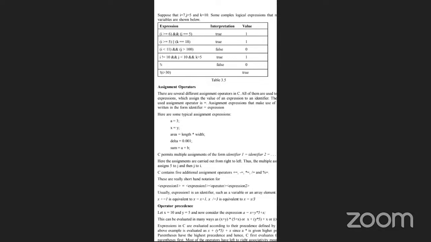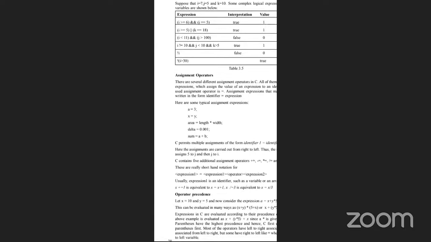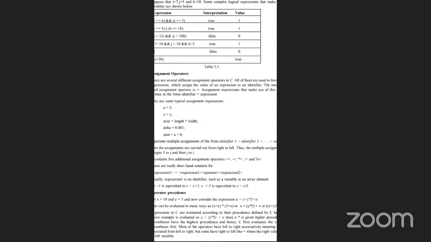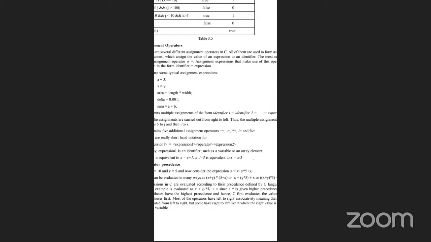C permits multiple assignment of the form identifier 1 equal to identifier 2 equal to expression. Here the assignments are carried out right to left. In the multiple assignment i equal to j equal to 5, it assigns 5 to j and then j to i. C contains five additional assignment operators: plus equal to, minus equal to, star equal to, slash equal to, and percent equal to. These are really short-hand notations.